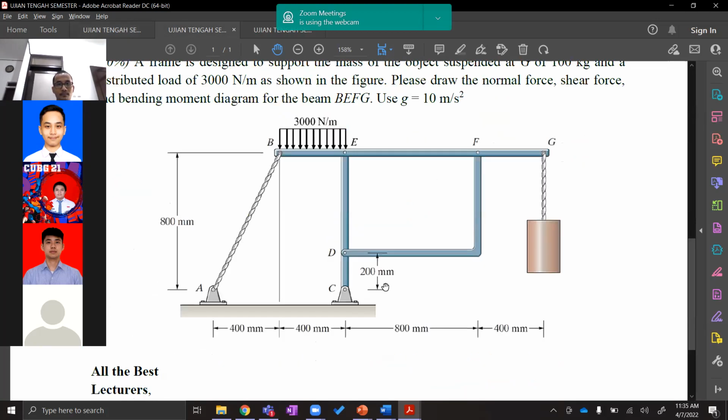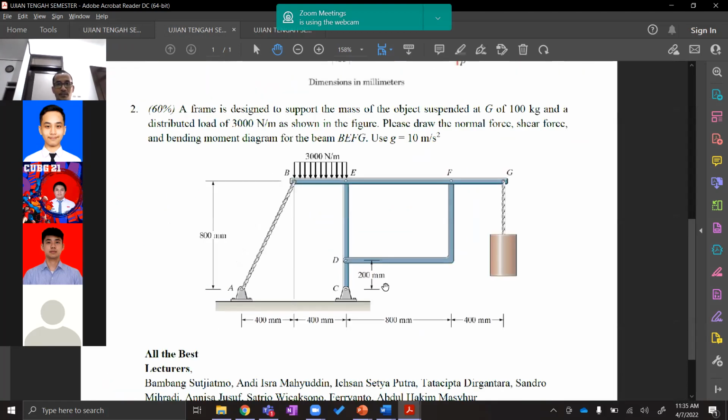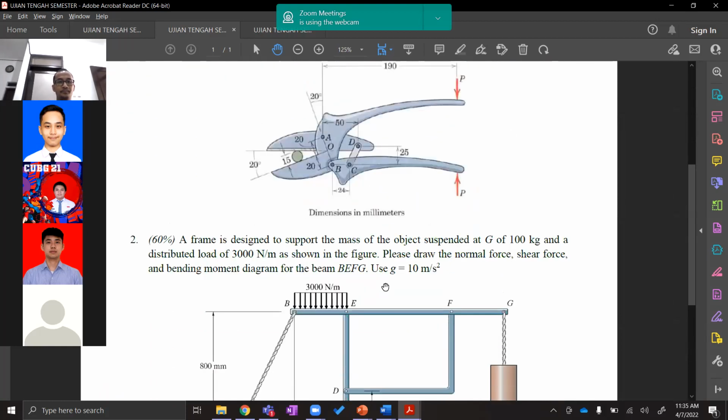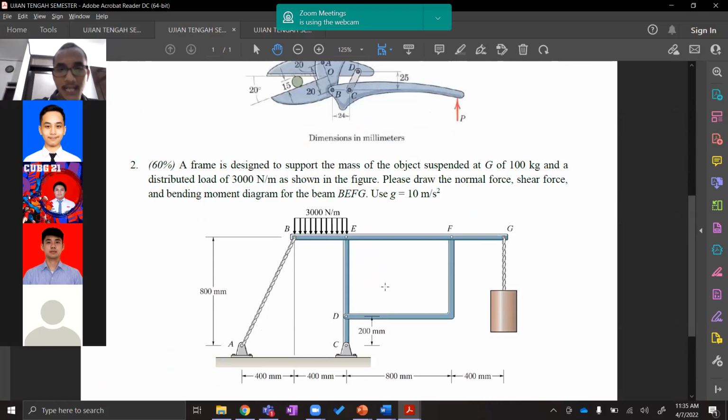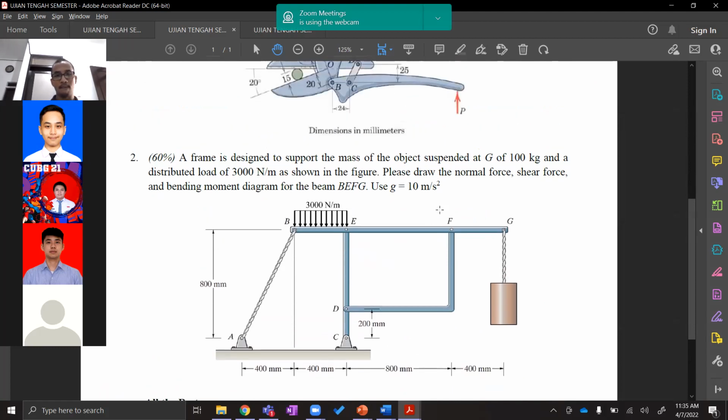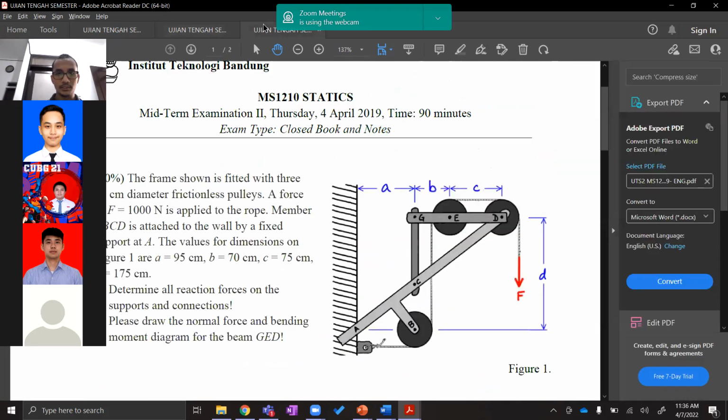This is another problem that we have given to the students before. This is a machine problem, and this one is a combination between frame and internal force. Okay. For this one, you can see that there is a two-force member there, and then there is a distributed force here. Okay, you can use this as your practice problem as well. Okay, what else? Then we have this as well.